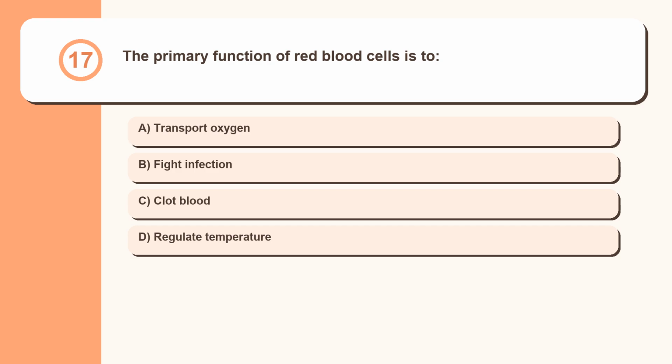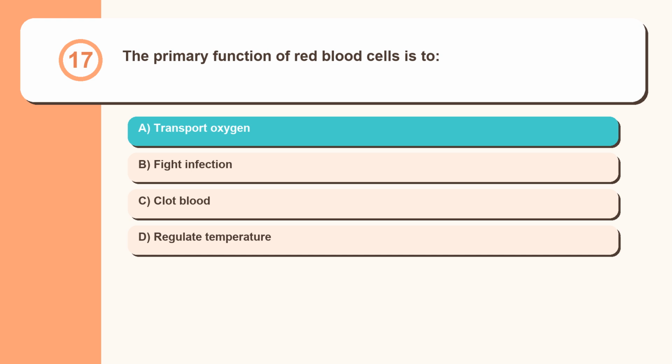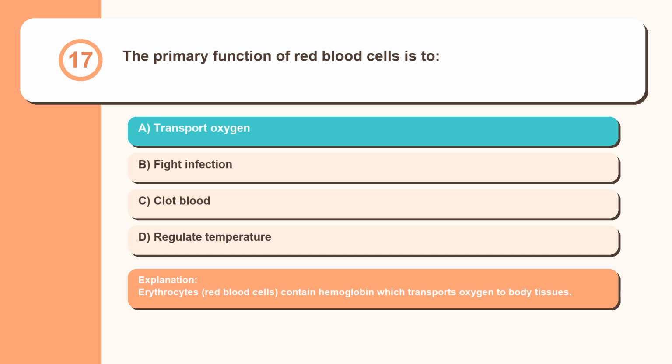Question 17. The primary function of red blood cells is to transport oxygen, fight infection, clot blood, regulate temperature. Erythrocytes, red blood cells, contain hemoglobin which transports oxygen to body tissues.